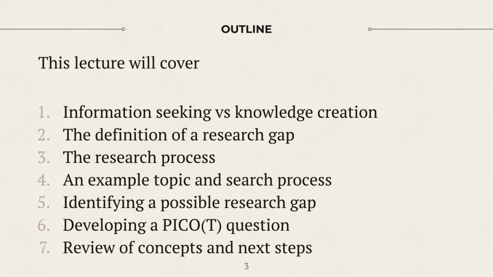Third, I'm going to talk about the research process in general and all of the steps associated. Fourth, I'm going to use an example topic, and I'm going to use that topic to develop a search process to find academic sources. Fifth, I'm going to be identifying a possible research gap based on the research that I found from my search process. Sixth, I'm going to be developing a PICO question based on the research gap that I've identified. And seventh, we're going to review the concepts and steps from this series.